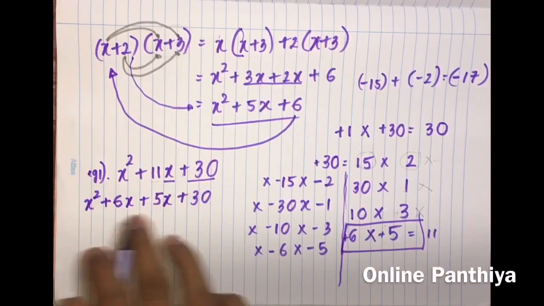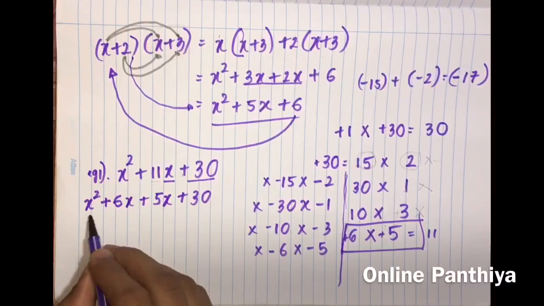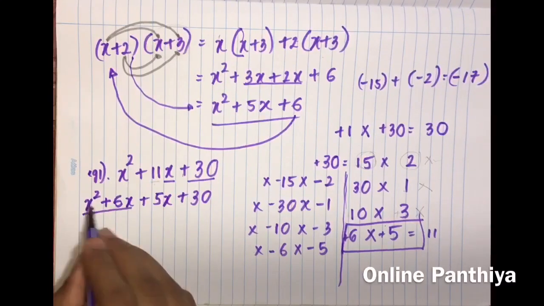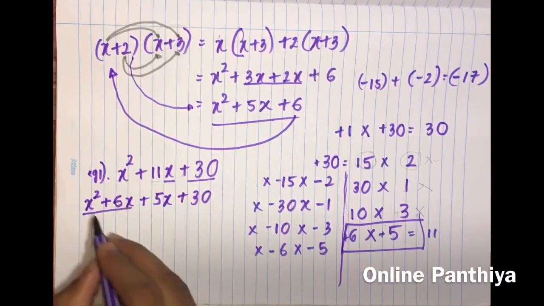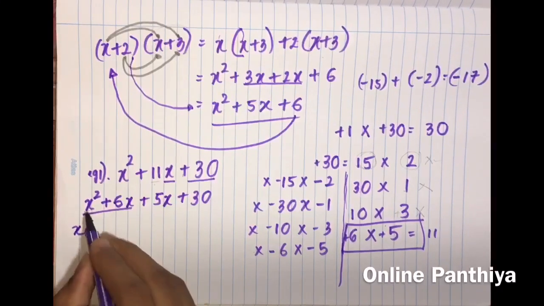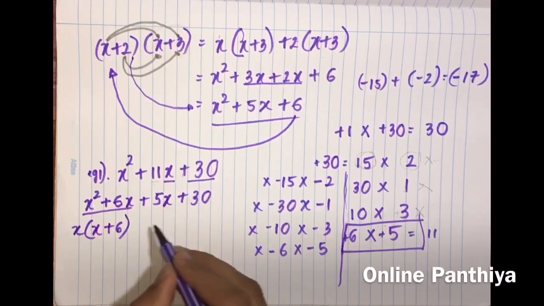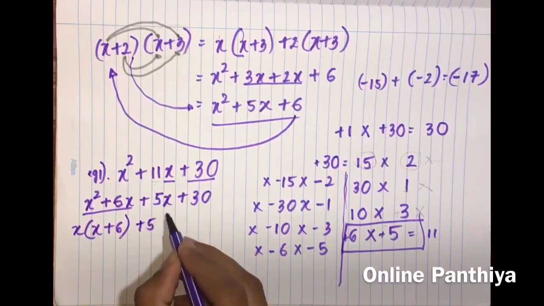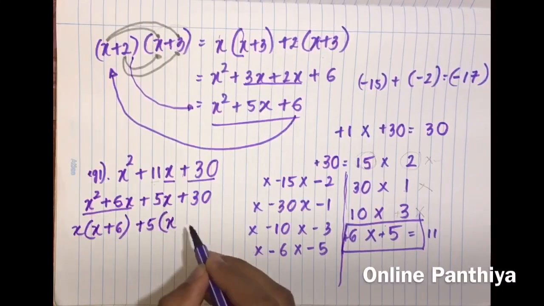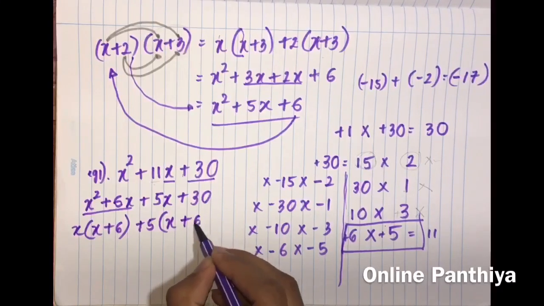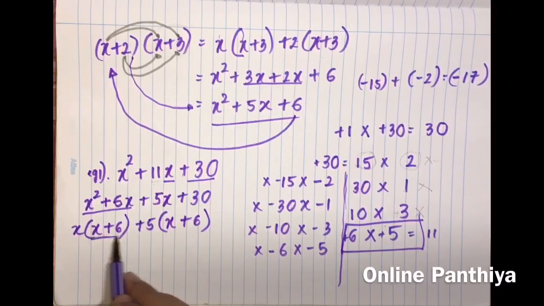Okay, now how do you factorize? This is easy. First, consider only these two terms. What is common out of these two? X is common. So write x. If you take x out, x plus 6. So what is common here? Plus 5. So when you take 5 out, x is there plus how much? 6. So can you observe?